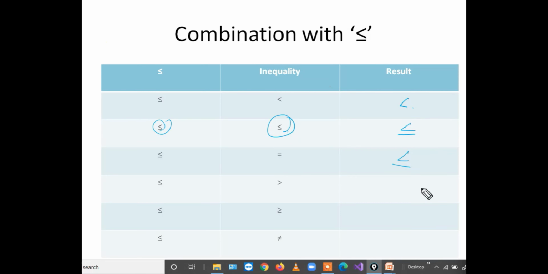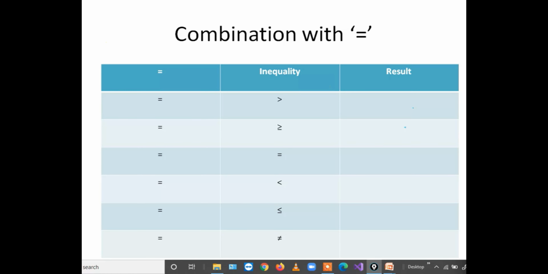Less than or equal to, greater than: opposite polarity, no combination. Less than or equal to, greater than or equal to: opposite polarity, no combination. In this also there is an opposite polarity, no combination. Let us move on to one more table. So you can pause the video and write the notes.